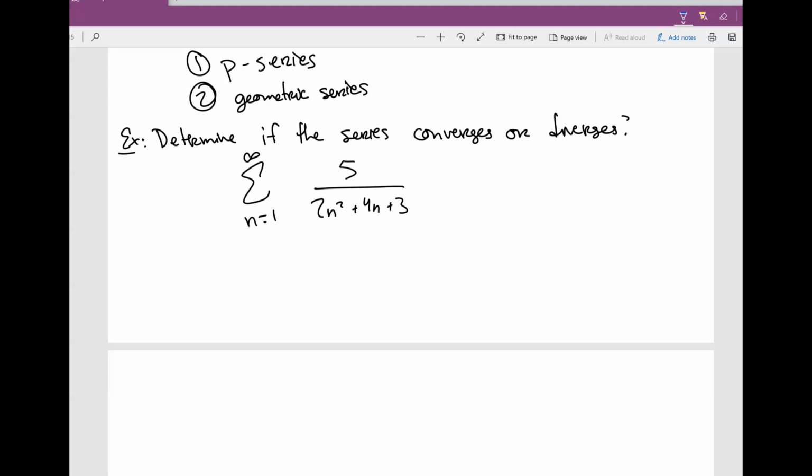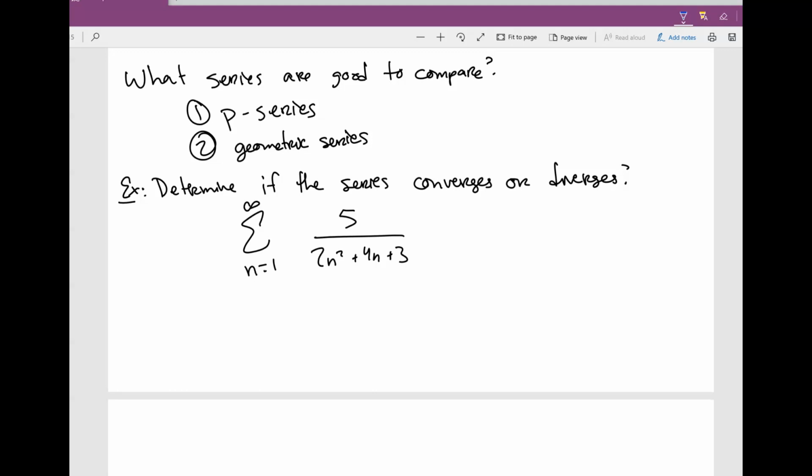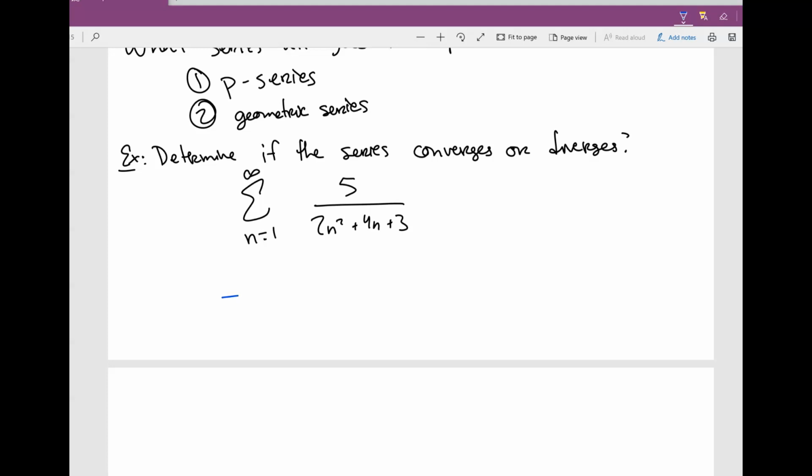Well, can we compare this with something else? We know that P series converge if P is greater than 1. So can we possibly compare this to a P series? Well, we know that we have 5 over 2n squared plus 4n plus 3. Notice that there's a whole bunch of terms being added here. So this whole fraction is going to get smaller and smaller. So we're going to try to compare it with something else.